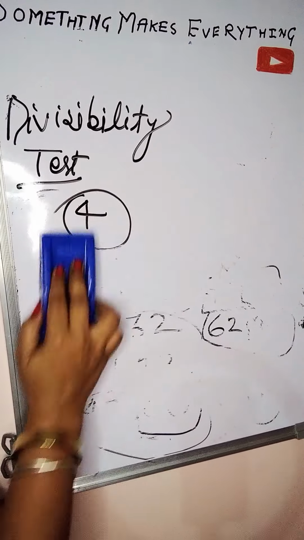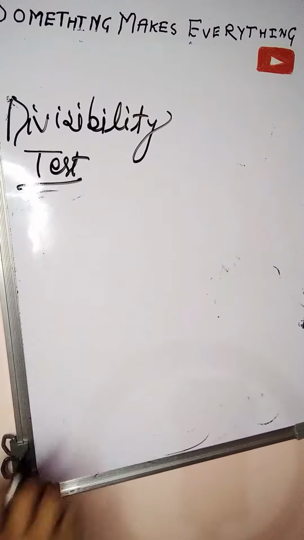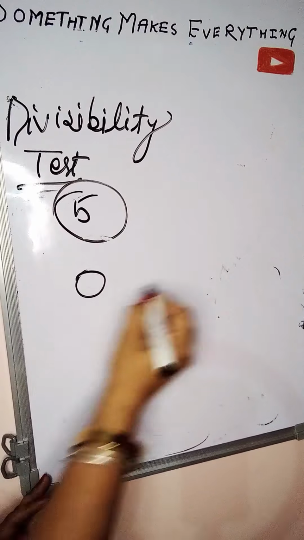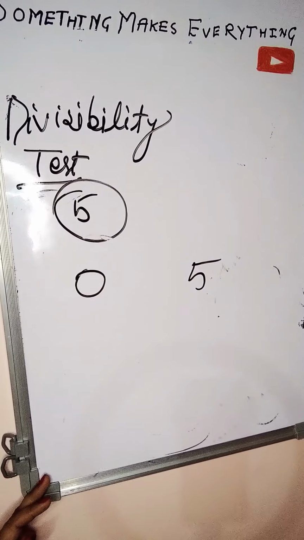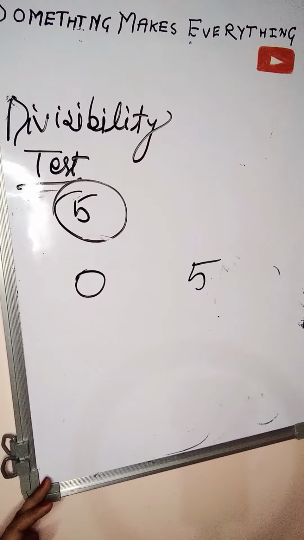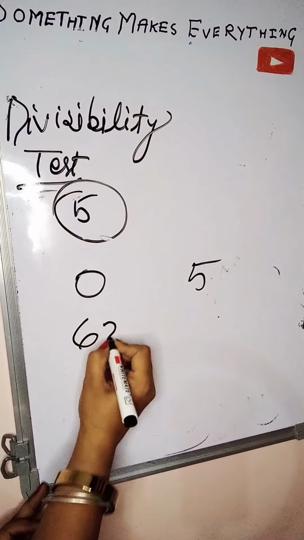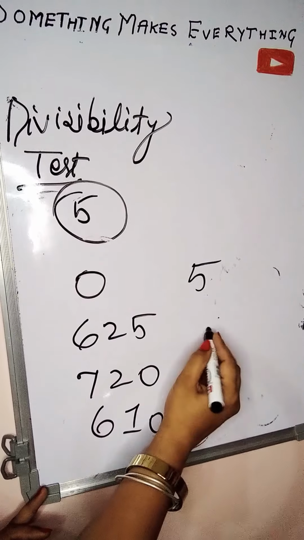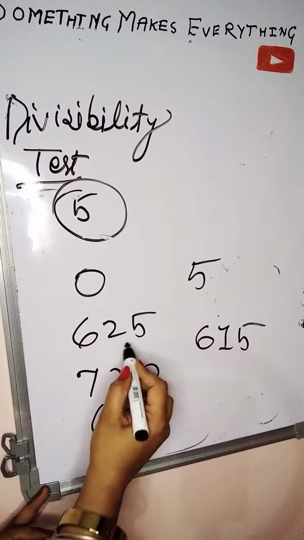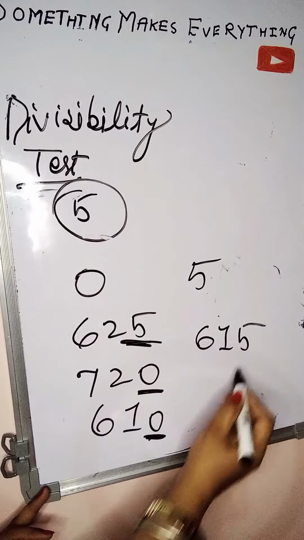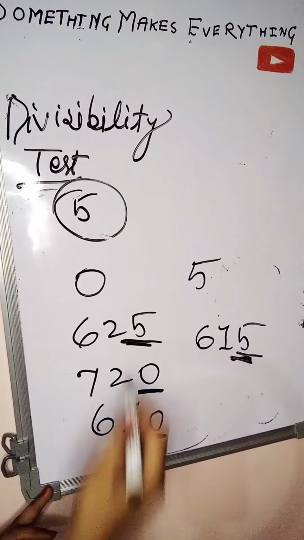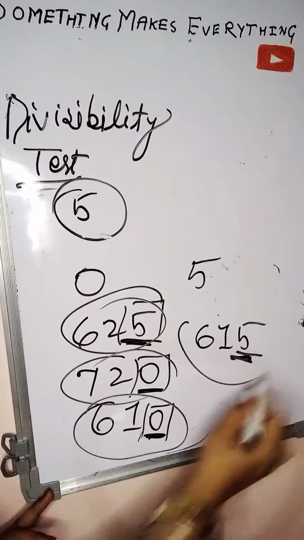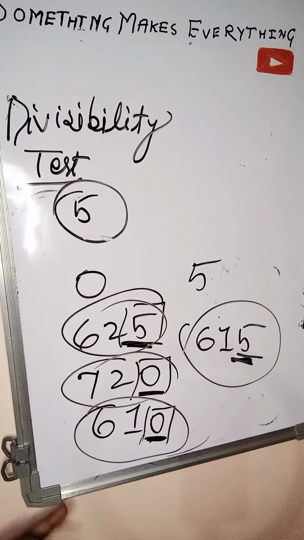Now we have the next number 5. For 5, we need only two numbers, 0 and 5. Whenever we see 0 and 5 at unit place or at ones place, like 625, 720, 610, 615, we'll just notice ones place, or we call it unit place also. If this is 0 or 5, this complete number will be divisible by 5. This was the rule for 5.